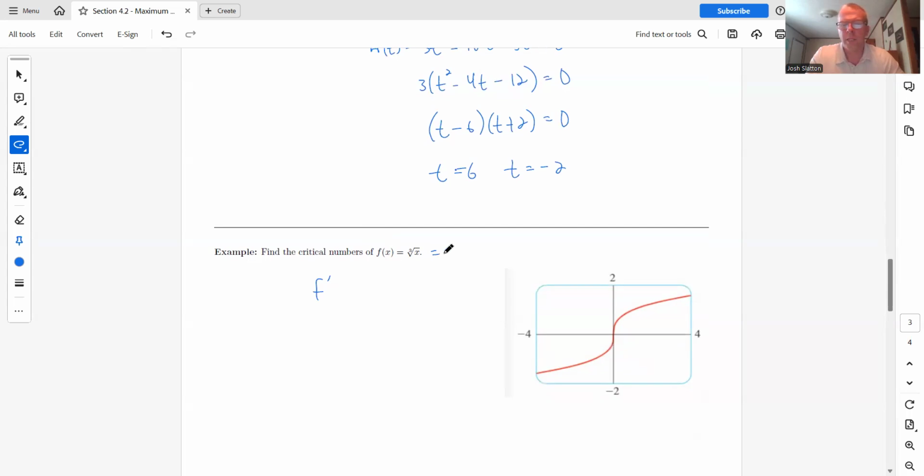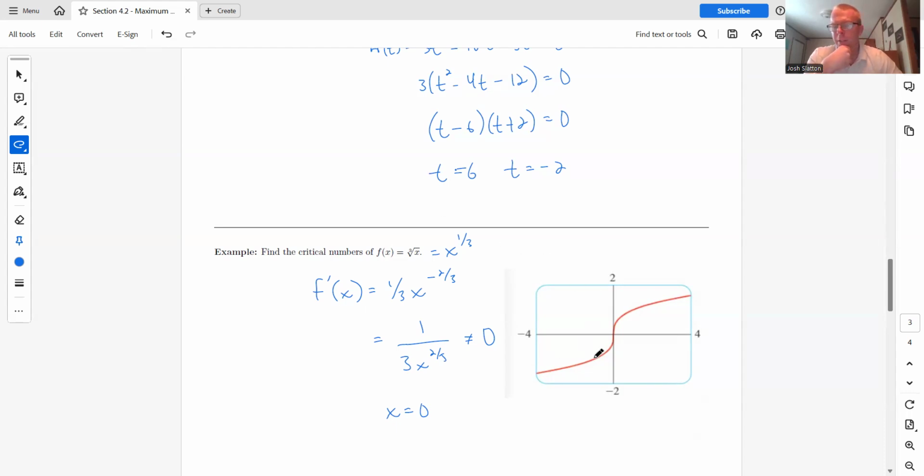So this would be x to the 1/3, and so we can use the power rule. So we get 1/3 x, and then subtract 1 from the exponent, so -2/3. And then we can write this, put the x on the bottom here. And there's nowhere that this equals 0. So never equals 0, but x equals 0 is not in the domain of this. The derivative does not exist at 0.